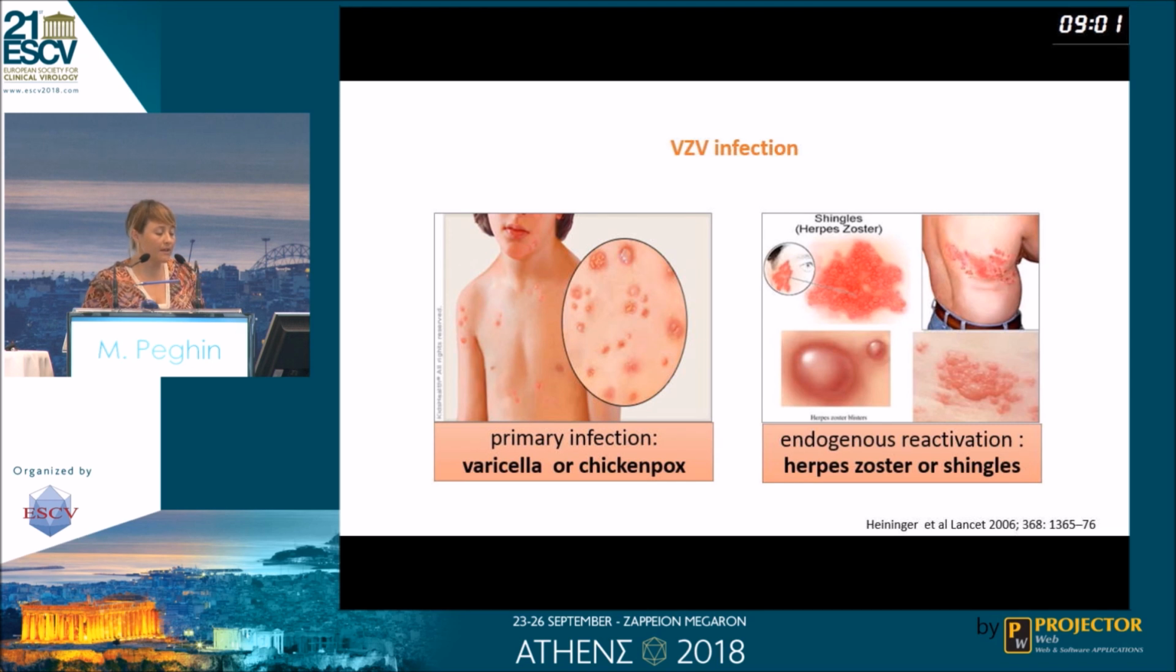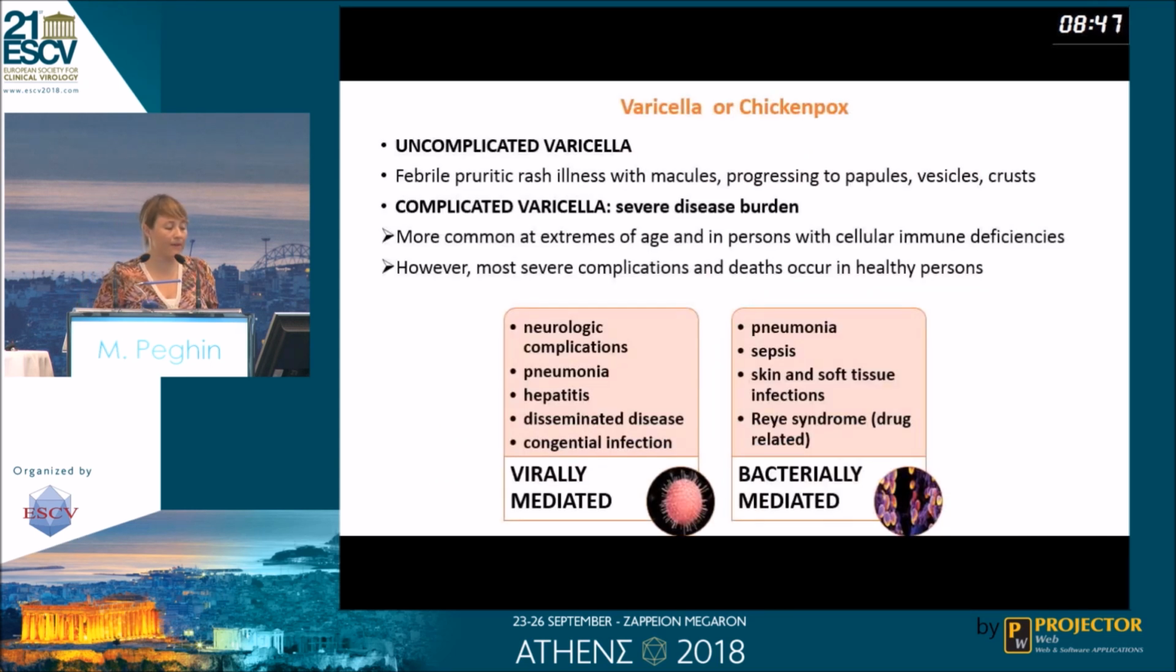Second, we will approach the varicella zoster infection, which can produce primary infection, well known as chickenpox, or an endogenous reactivation, well known as shingles. Varicella mainly manifests as uncomplicated varicella, but in patients at extremes of age and in persons with cellular immune deficiencies, there can be virally mediated or bacterially mediated complications. Virally mediated complications mainly are neurological, pneumonia, hepatitis, disseminated disease, and neonatal congenital infection.